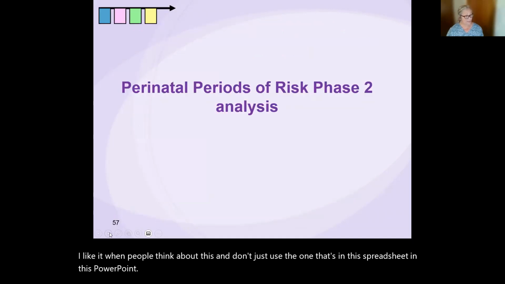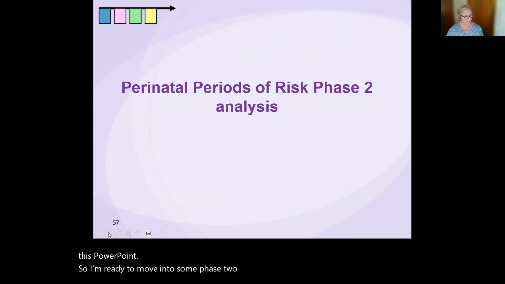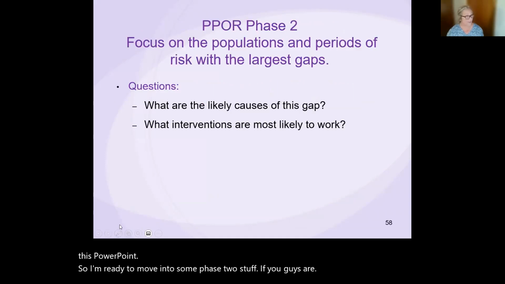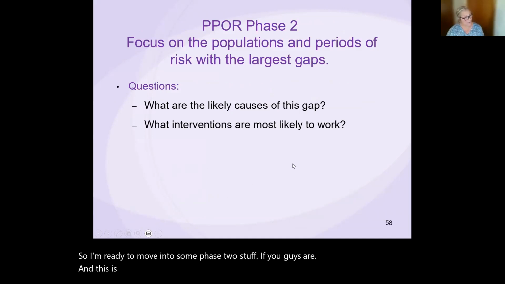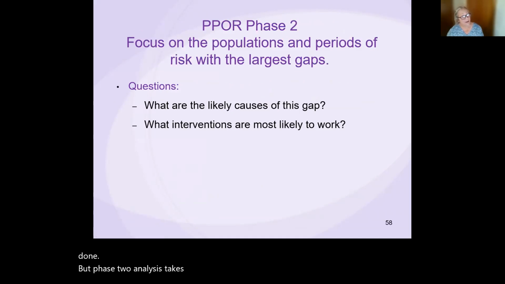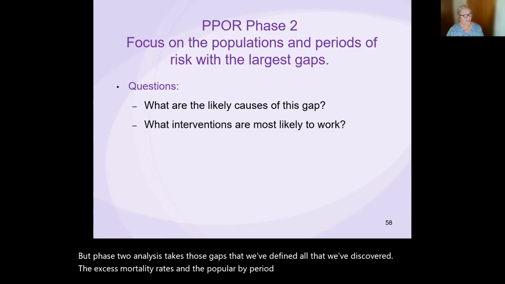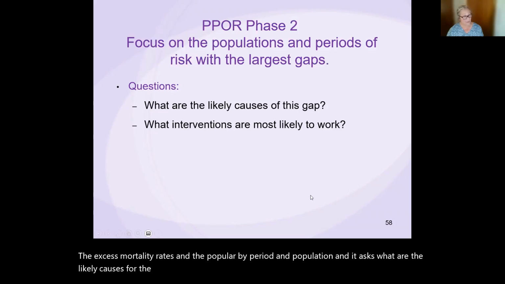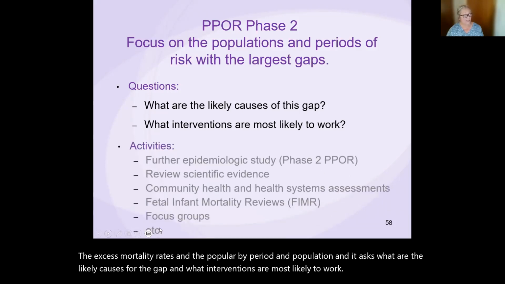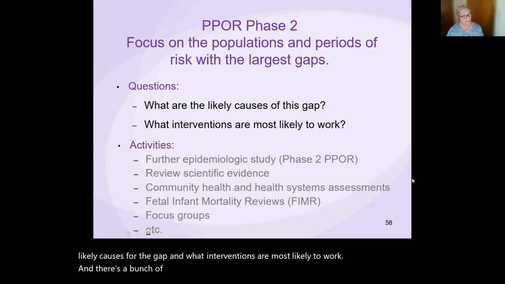So I'm ready to move into some phase 2 stuff, if you guys are. And this is probably all a little more straightforward. Those are kind of the gnarly issues done. But phase 2 analysis takes those gaps that we've defined, the excess mortality rates by period and population. And it asks, what are the likely causes for the gap and what interventions are most likely to work? And there's a bunch of activities we can do to figure those things out.